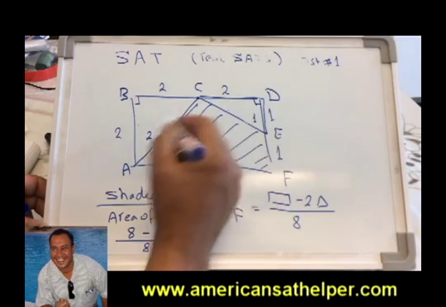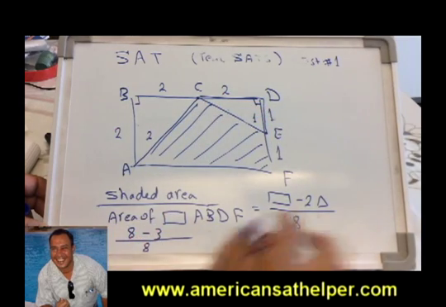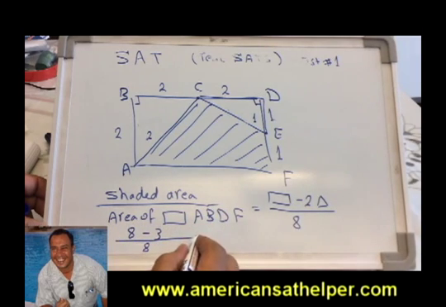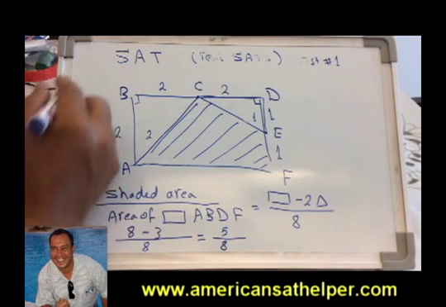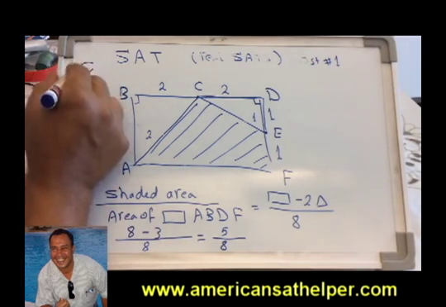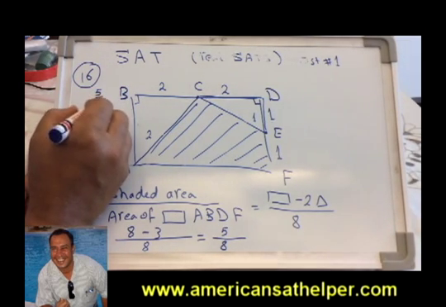Now, the sum of the two triangles together, 2 plus 1 equals 3. Now, 8 minus 3, you will get 5 over 8. So the final answer will be 5 over 8. This is the correct answer. This is the answer of problem number 16.